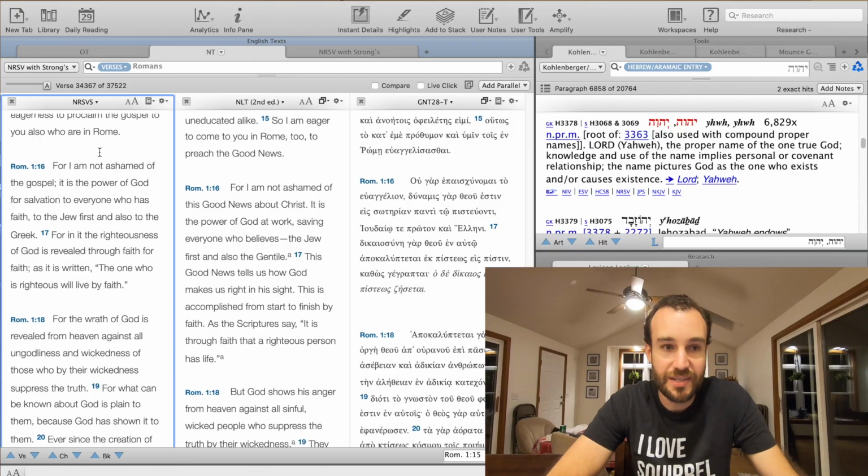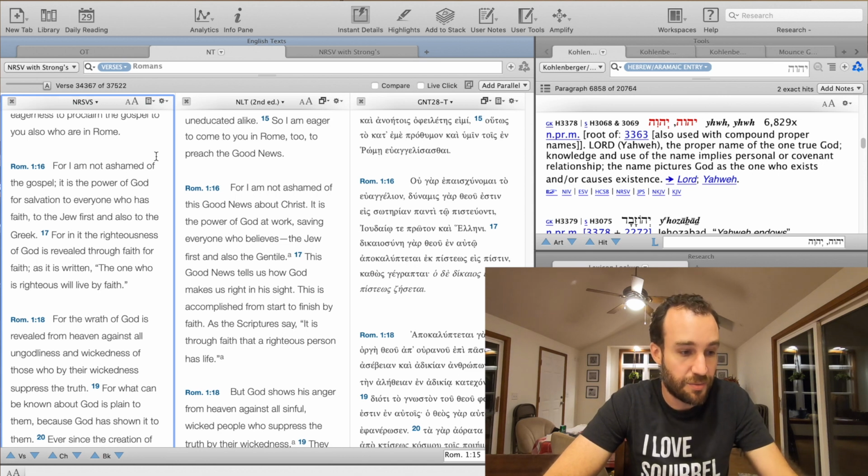When you come to Romans, you read Romans 1, Paul kind of gives his big idea for the whole letter. In Romans 1:16, he says, "For I am not ashamed of the gospel. It is the power of God for salvation to everyone who has faith, to the Jew first and also to the Greek. For in it, the righteousness of God is revealed through faith for faith, as it is written, the one who is righteous will live by faith."